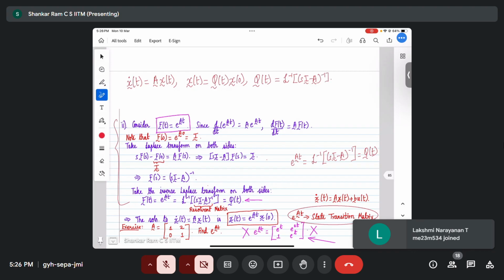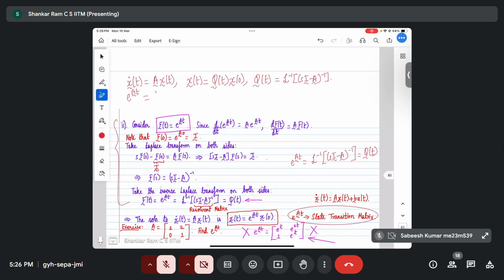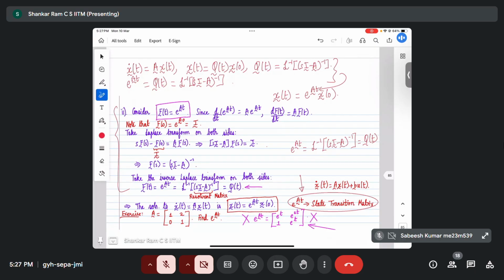Okay, so this is what we have. Now, what you and I have shown further is that e power At and phi of t are one and the same, which is equal to the Laplace inverse of (sI minus A) inverse. So what all this tells us is that x of t, which is a solution to that unforced state equation, is e power At x0. Okay, so e power At, due to this reason, is what is called a state transition matrix.